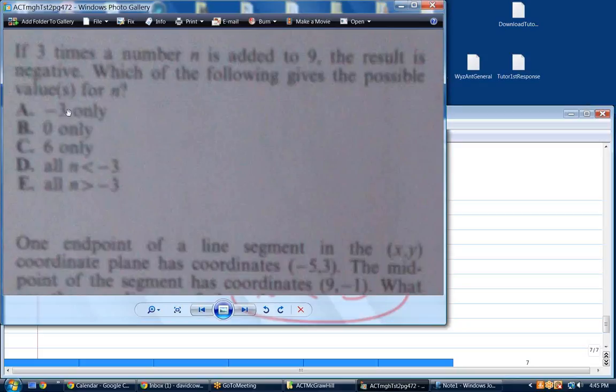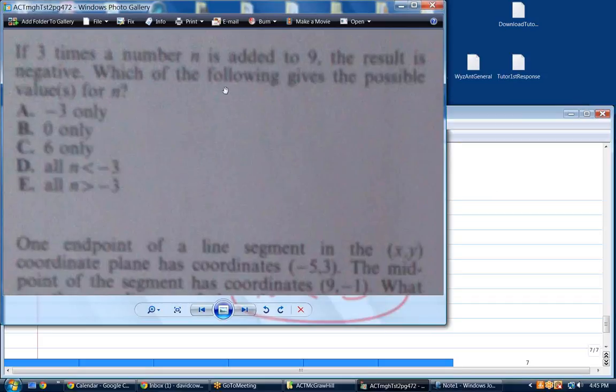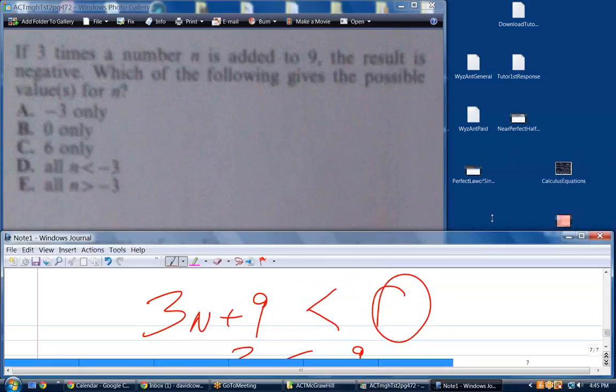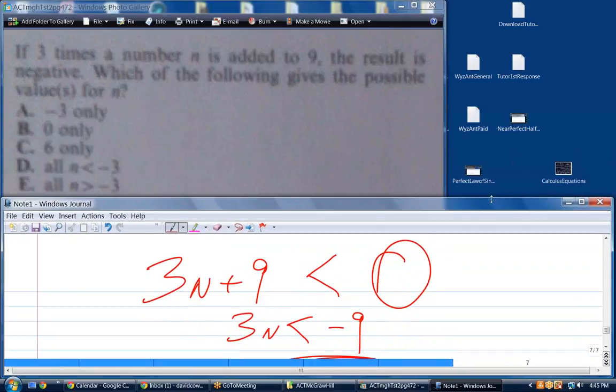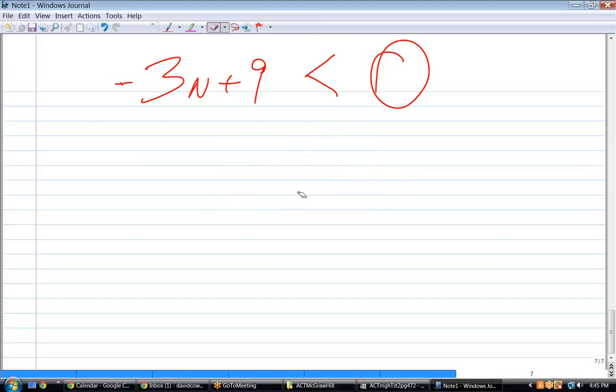Okay. D. Notice not A. D. n has to be less than negative 3. Okay? And that's the best way to do that. We could have potentially back-solved this, but you always want to take the easiest way to solve something. And solving this inequality was really easy. What might have made it a little tougher was if I put a negative sign there. Now solve that inequality.